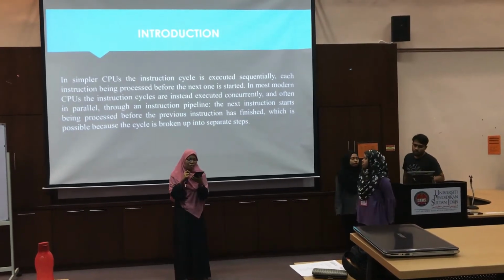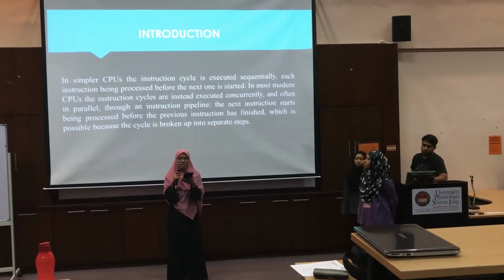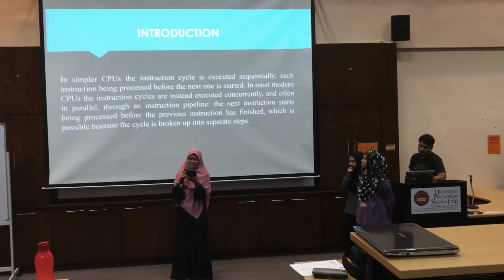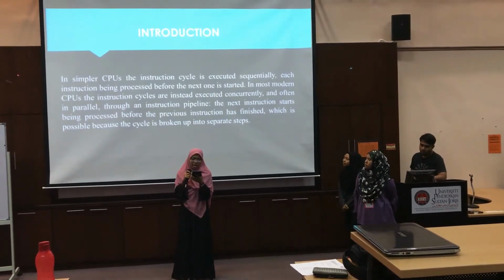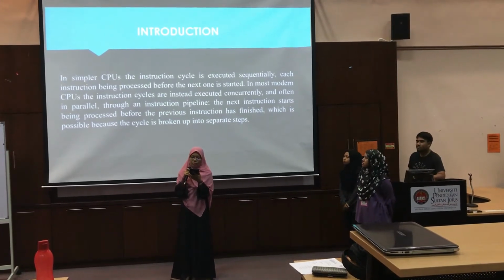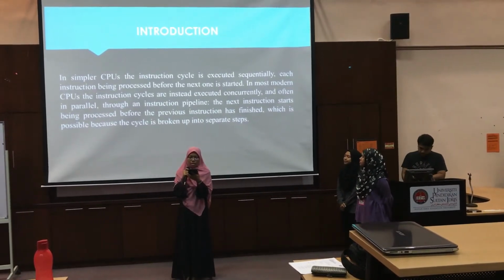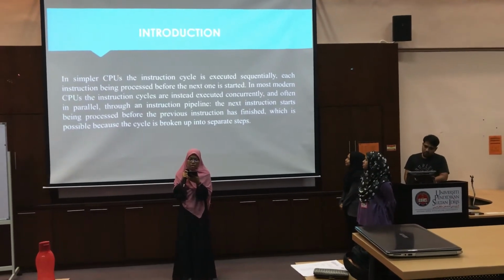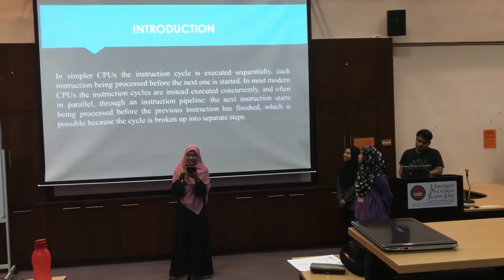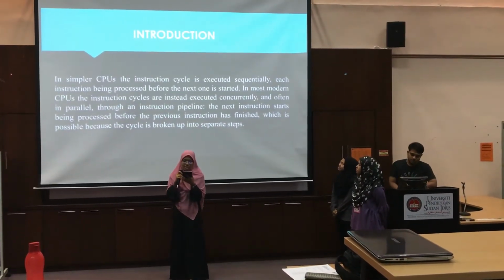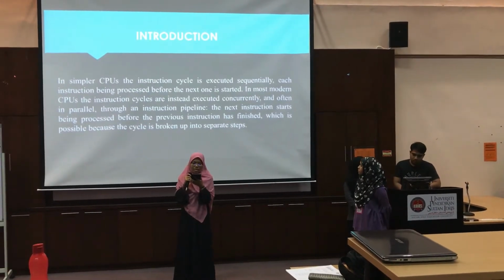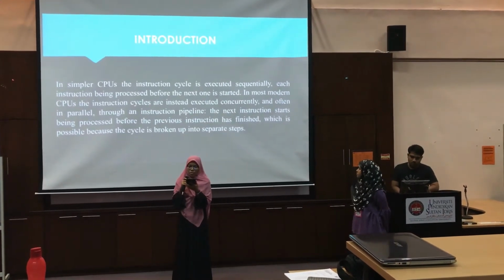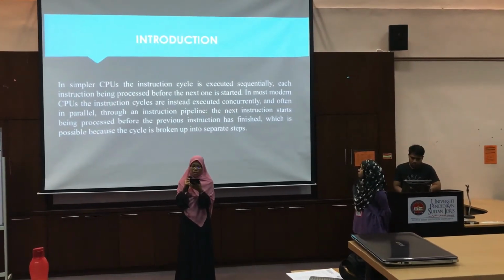To be simple, in a basic CPU the instruction cycle is executed sequentially. Each instruction is processed before the next one is started. In most modern CPUs, the instruction cycle is instead executed concurrently and often in parallel through an instruction pipeline, where the next instruction starts being processed before the previous instruction has finished, which is possible because the cycle is broken up into separate steps.